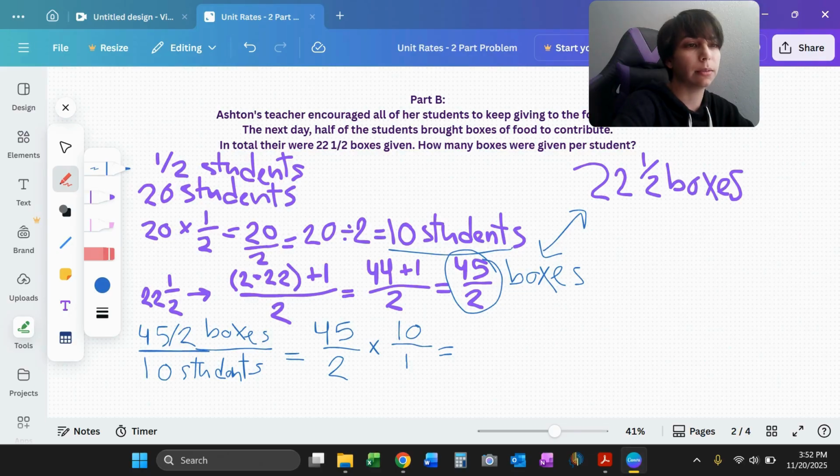I didn't mean to write multiplication there, guys. That was silly. Because I didn't flip it yet. Sorry. I'm going to flip it.